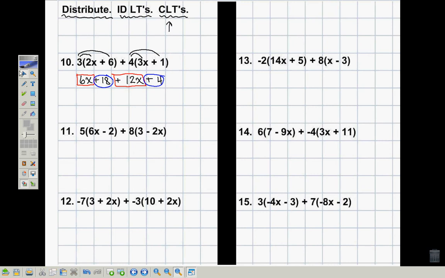So we'll move to the final step here. And you can only put things together that are the same. That's why we use the boxes. So I can combine 6x and 12x, and I can combine 18 and positive 4. 6x and 12x, you're simply adding them. Comes out to 18x, and 18 plus positive 4 comes out to 22. And this, my friends, is a finished and completed expression. That is what it looks like, and that's a final answer.